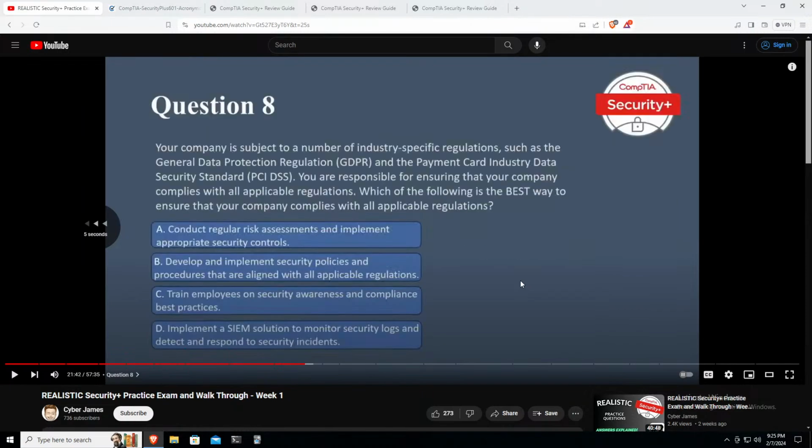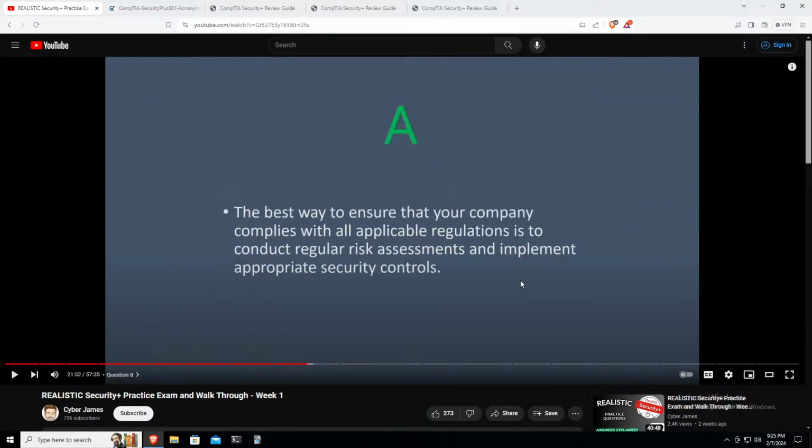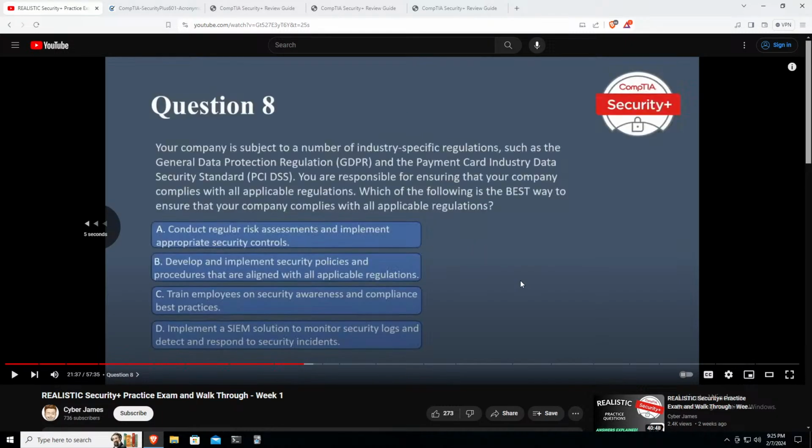Oh, we got it wrong. Okay, let's see. Conduct a regular assessment and implement appropriate security controls. Okay. Why is that the case? The best way to ensure that your company complies with all applicable regulations is to conduct regular risk assessments and implement appropriate security controls. I guess.